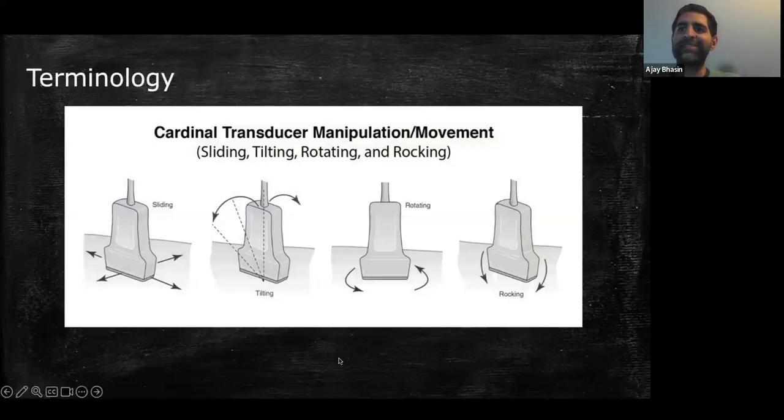So there's sliding, tilting, rotating, and rocking. Sliding is as it sounds. You move the probe along the skin in any plane in the short axis or long axis. Tilting means tilting the probe along the short axis back and forth. Rotating is clockwise and counterclockwise. And rocking means tilting the probe along the long axis.